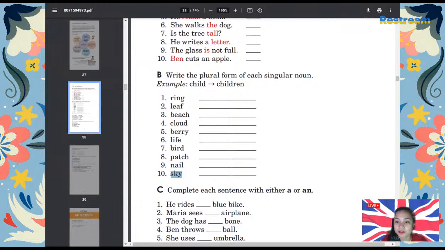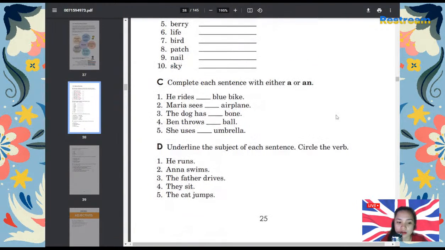So the plural form of nail is nails. Good job, Dhruv. For number 10, yes, Dhruv is correct. The plural form of sky is skies. Remember, it ends with the letter Y, so we're going to remove it, add an I, like what Dhruv did, and then add the letters E and S. Very good, Dhruv. So that is it for this review test on changing the singular form into a plural noun.